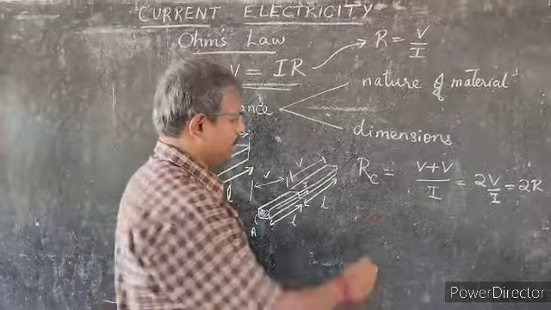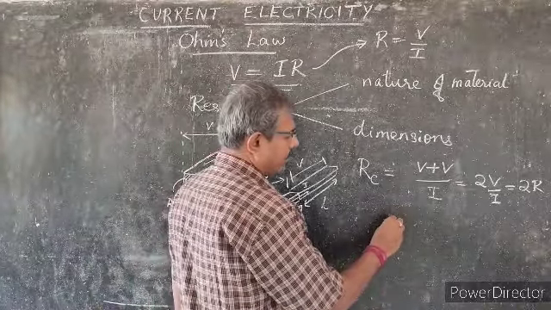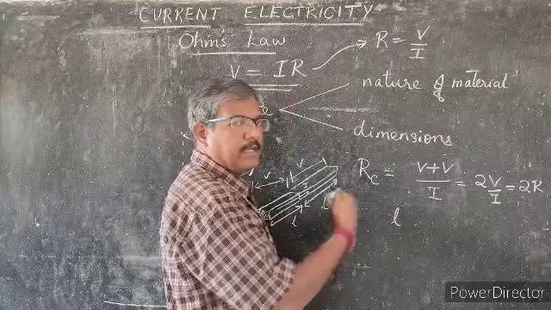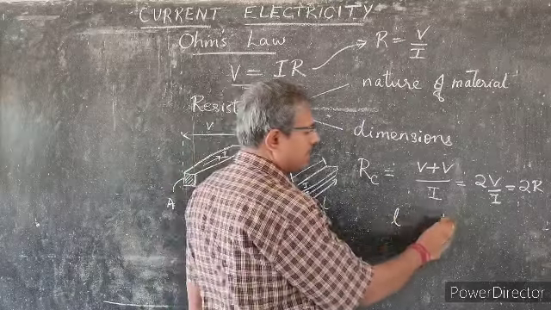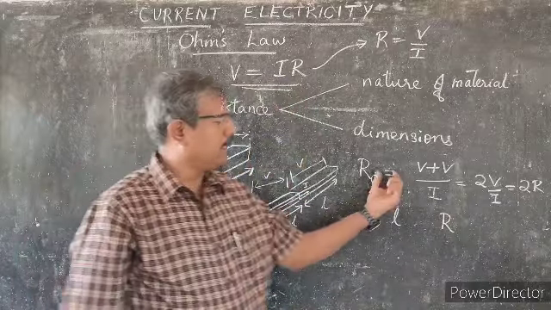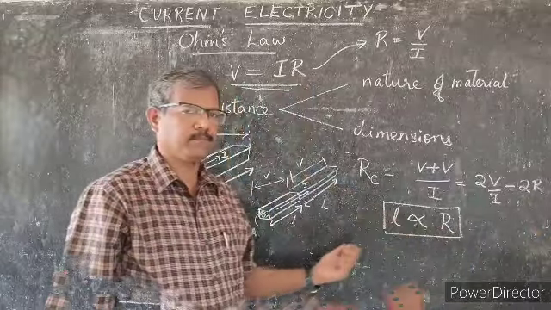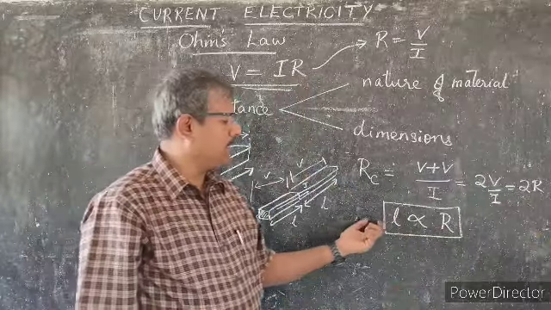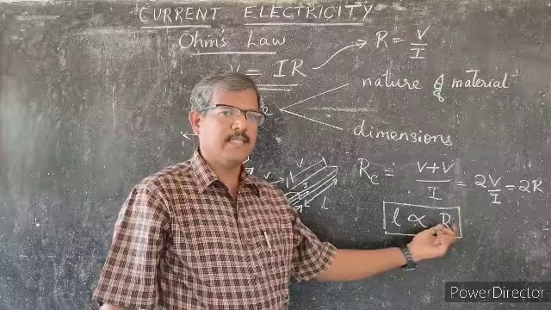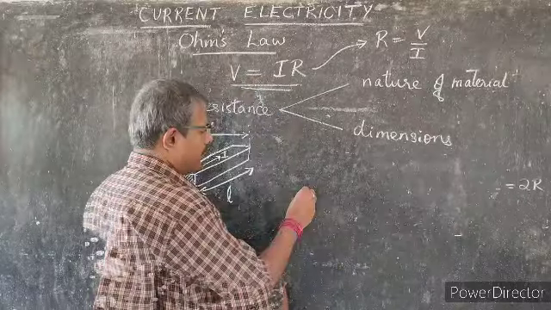So what do you see here? We see that as length increases, resistance too increases. Length became 2L, resistance of the combination now became 2R. So you see, resistance is directly proportional to the length of the conductor.